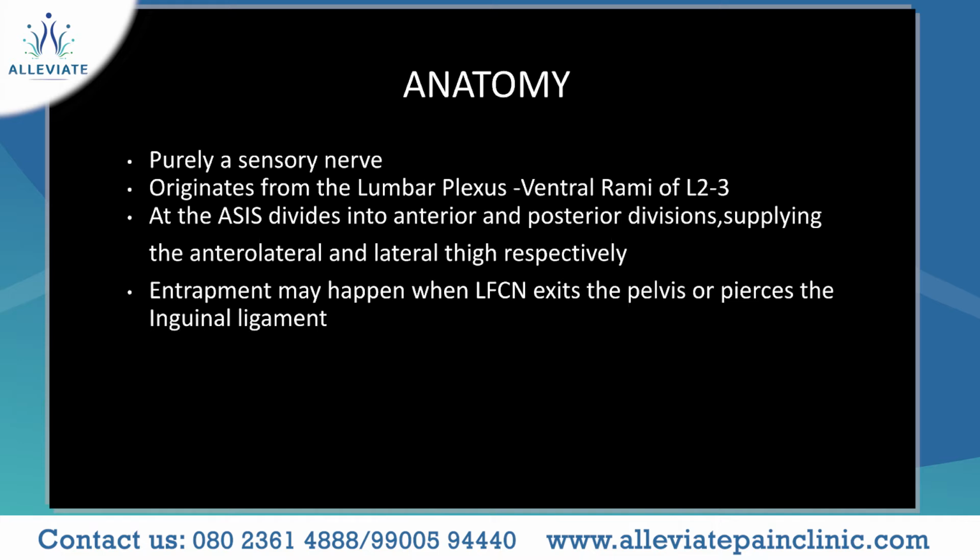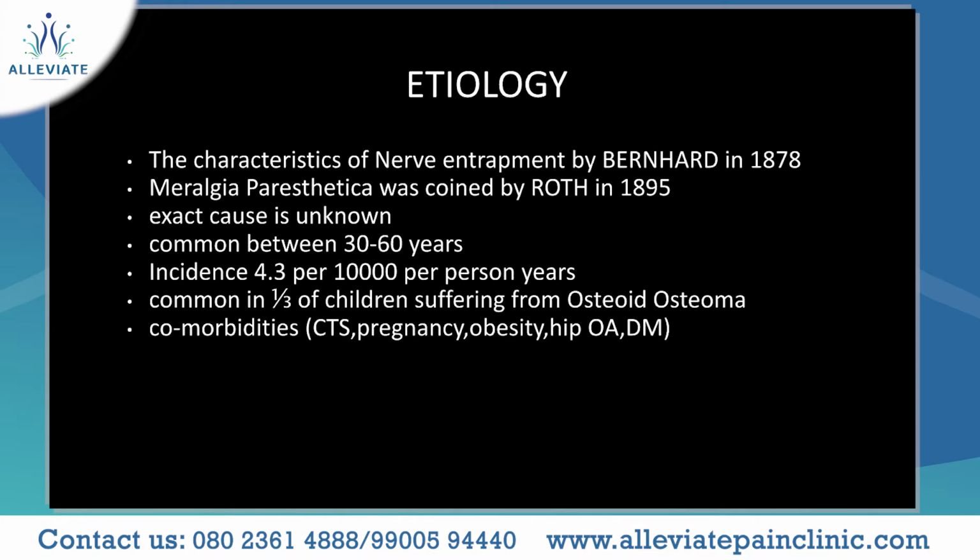Anatomy: it is a purely sensory nerve, originating from the lumbar plexus, ventral rami of L2 and L3. At the ASIS, it divides into anterior and posterior divisions, supplying the anterolateral and lateral thigh respectively. Entrapment may happen when the LFCN exits the pelvis or pierces the inguinal ligament. The characteristics of nerve entrapment were first defined by Bernhardt in 1878, and the term neuralgia paresthetica was coined by Roth in 1895.